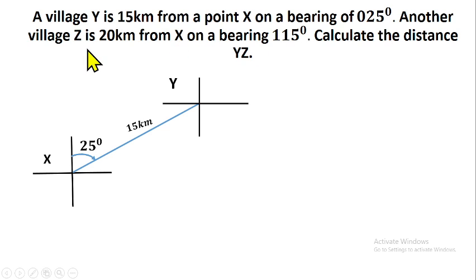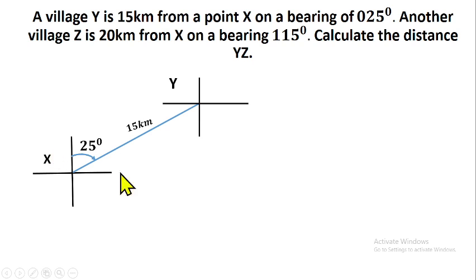There's another village, which is labeled Z, which is 20 kilometers from, look at it, from where? From X, from X. So on the bearing of what? 115 degrees. So another village Z is 20 kilometers from point X.